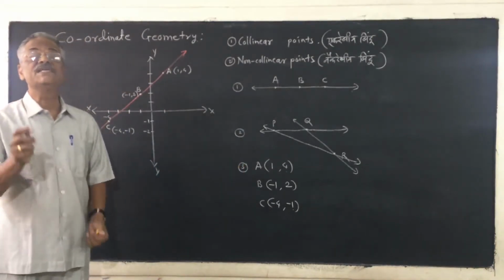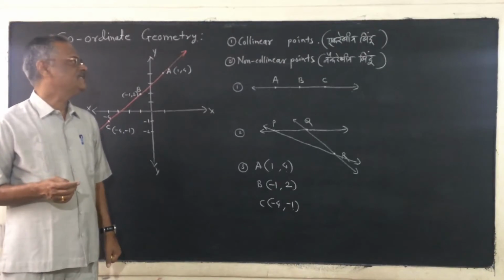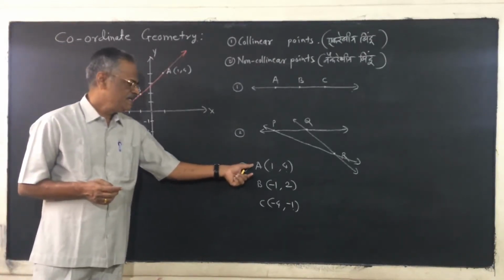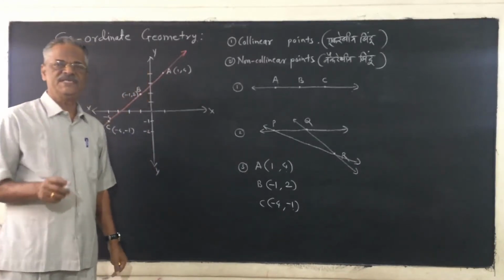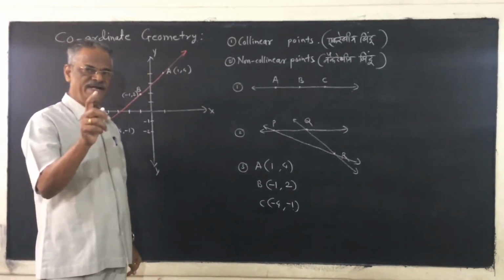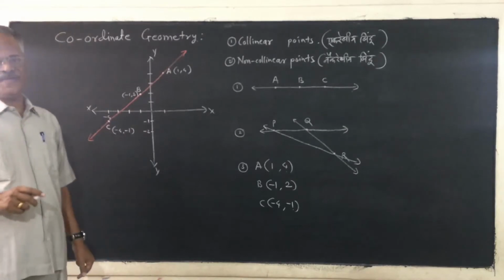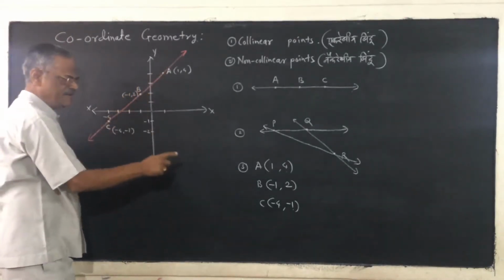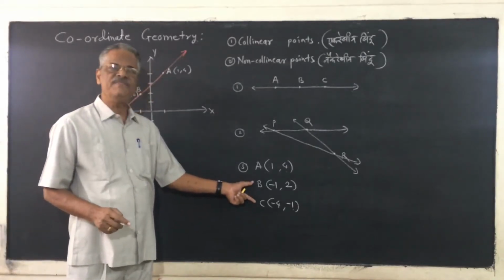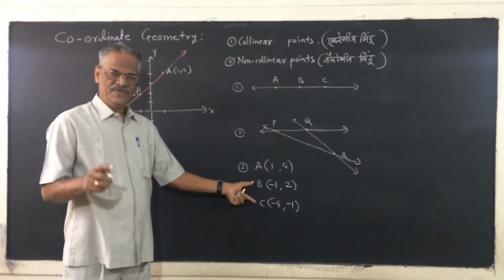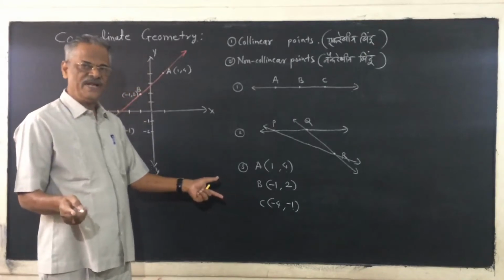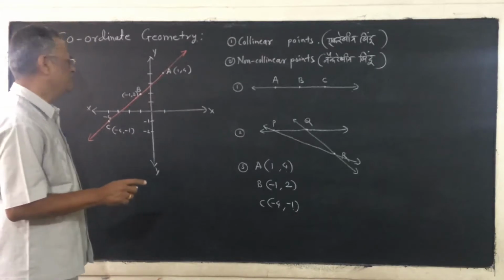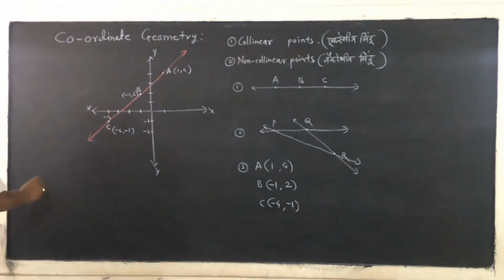This is the graphical method. But how to decide whether the given 3 points are collinear? By using the distance formula. So first 3 points are given A, B, C. Then we have to calculate distance between A and B. Then we have to calculate distance between B and C. Then we have to calculate distance between A and C. This is the method.